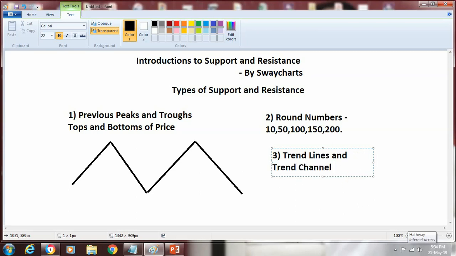This we are going to cover in detail in the next video, so hold on your nerves for understanding this trend line and trend channel in detail. In short, here I'm just going to speak about them. Trend lines are nothing but the angular lines in which the price is moving, because the price never moves in one streak, it will always move in the direction like this.